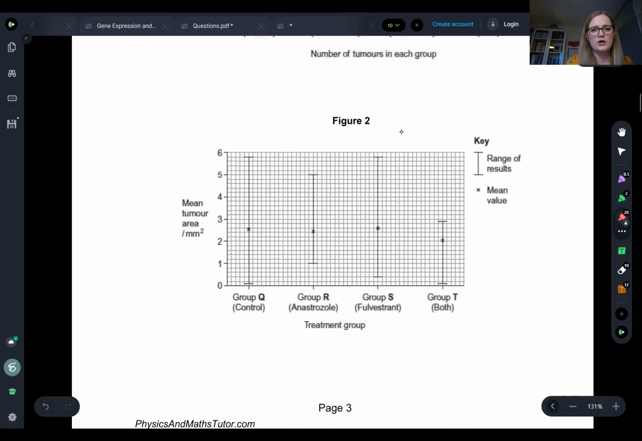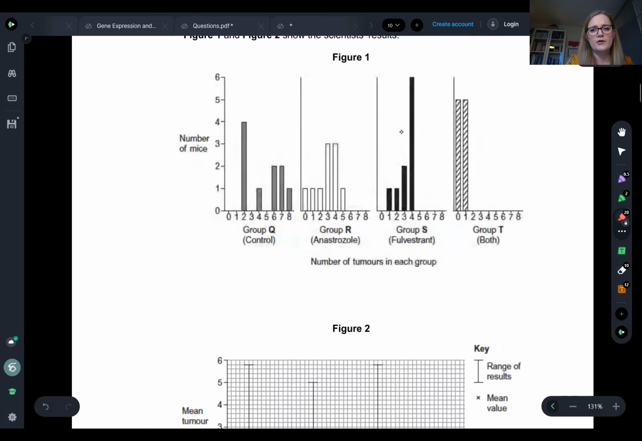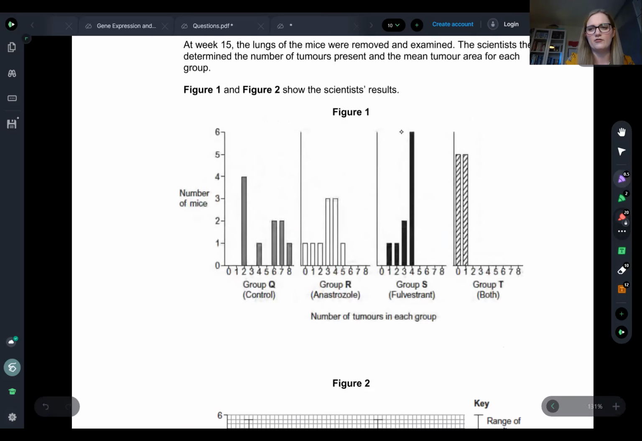We need to remember what group Q, R, and S is. So group Q is our control. Group R is just anastrozole. Remember, anastrozole stops the enzyme being made, and fulvestrant stops the estrogen binding. And then group T is both. So if we look at control, we've got our number of mice, number of tumours in each group. So in a control group, nothing's happened to them. So 4 mice had 2 tumours, 1 mouse had 4, 2 mice had 6, 2 mice had 7, 1 mouse had 8.